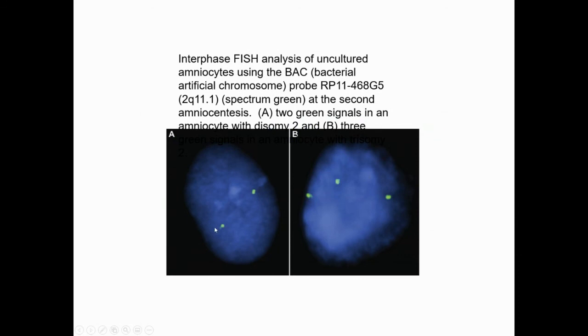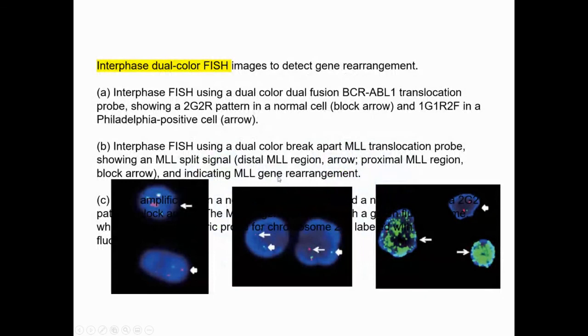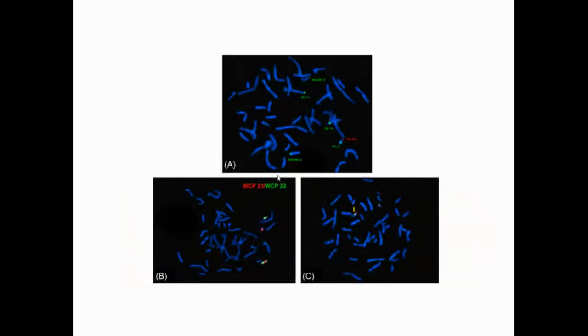So here you see these, and then here you have three, a disomy, all right, and this is disomy, chromosome 2, and this is trisomy, all right. This is trisomy. You have three signals here: trisomy 2, disomy 2. And here you can use the interphase dual color FISH to detect gene rearrangement. And also you can use a telomere probe to determine chromosomal structural abnormalities.